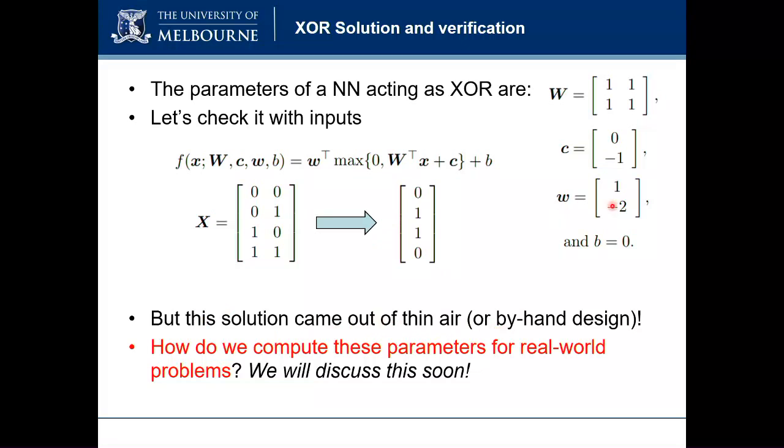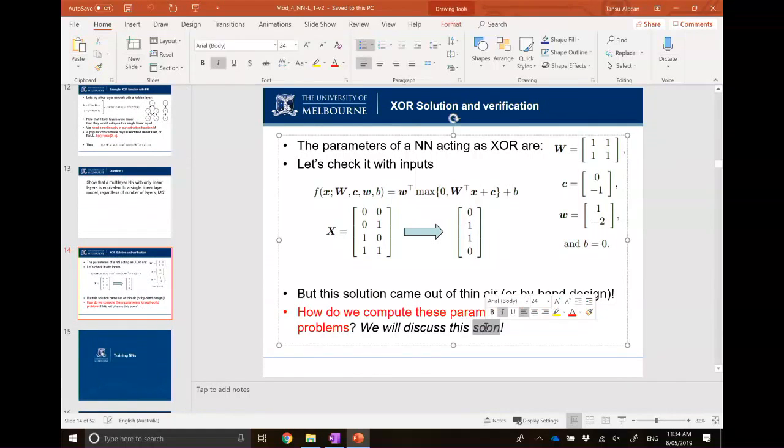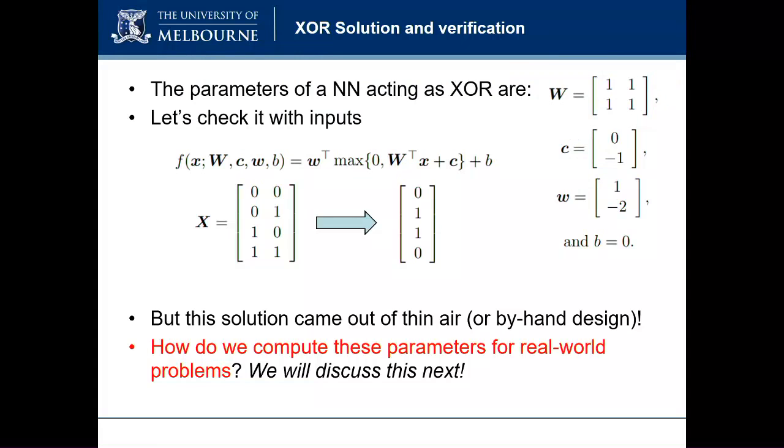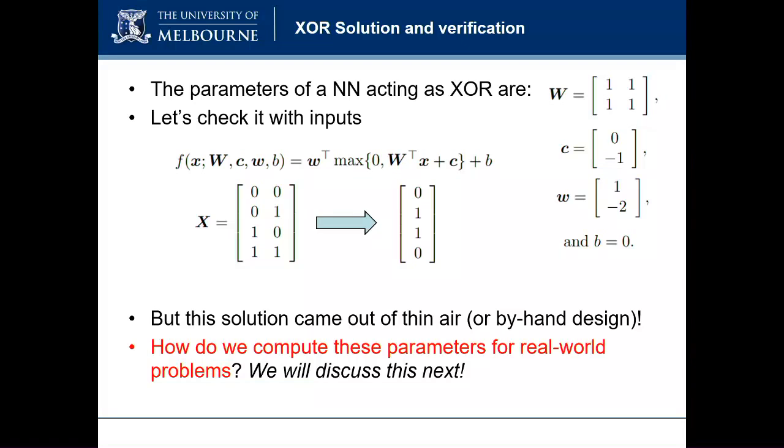But I didn't tell you where the solution comes from, right? It's a by-hand design. How are we going to compute these parameters for real world problems? We will discuss this not soon, but next, I think maybe I should say next year, because it's the next slide. Next slide: training neural networks. Not next year, this year, immediately. I should start it. Okay, any questions until now?